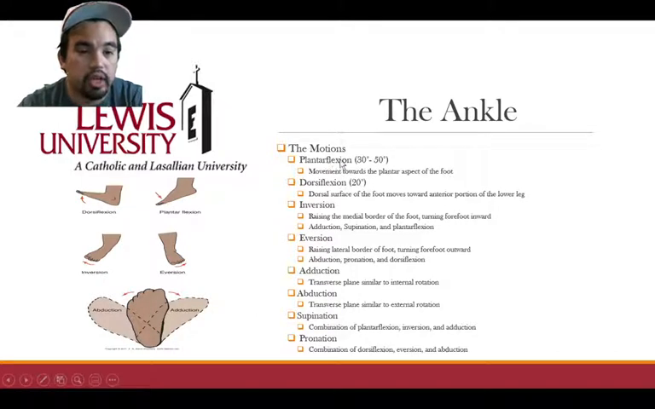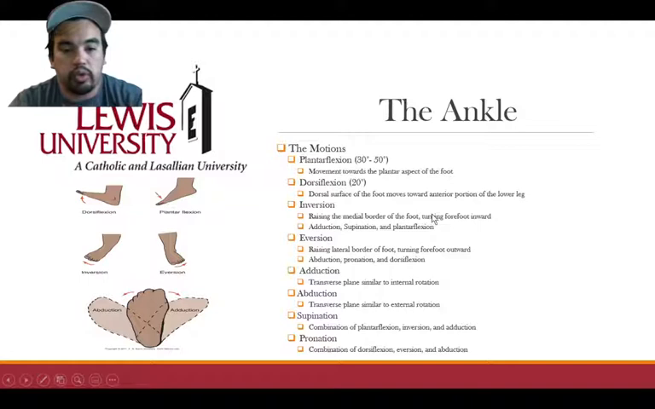Plantar flexion, the correct amount of range of motion with that is 30 to 50 degrees. And dorsiflexion, the correct amount is about 20 degrees. I'm not going to make you worry about inversion and eversion at this point in time.